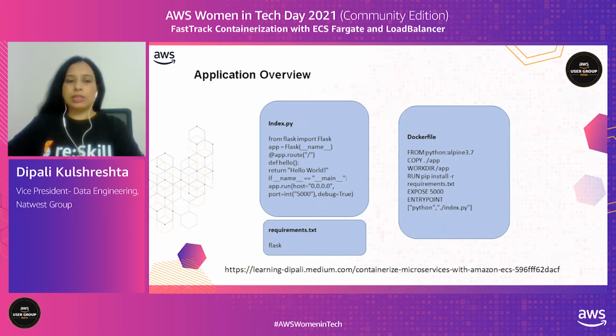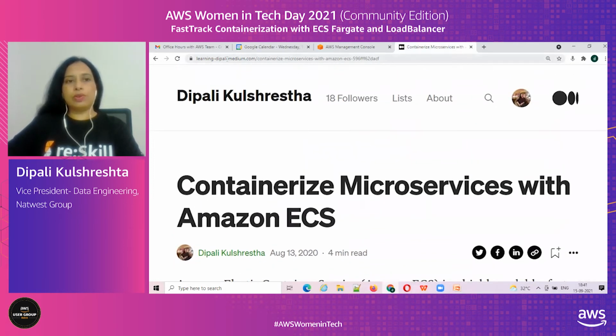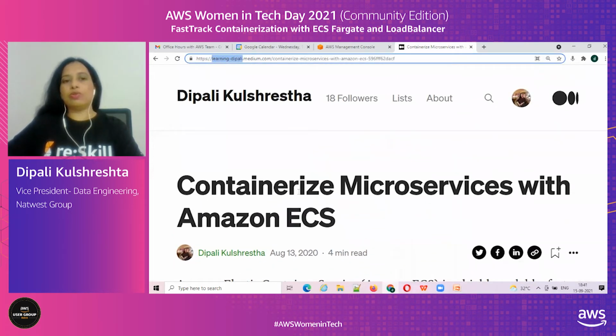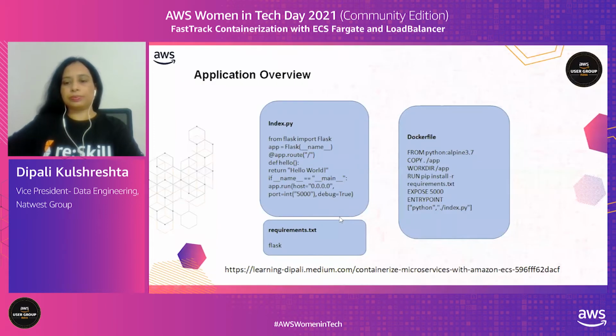Now, this is an intermediate level session, and I'm assuming that you are familiar with Docker concepts and how to create Docker images. In case you are new to Docker, then you can follow my Medium blog, where you will get a step-by-step process to create Docker images. Let me quickly show you. So this is the blog. You will find it with learning-Dipali, and then you can look for containerized microservices with Amazon ECS. Here you will see a step-by-step process to create Docker images. Now going back to the slides.